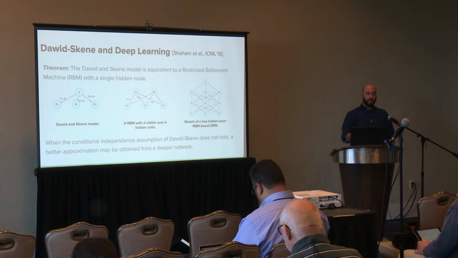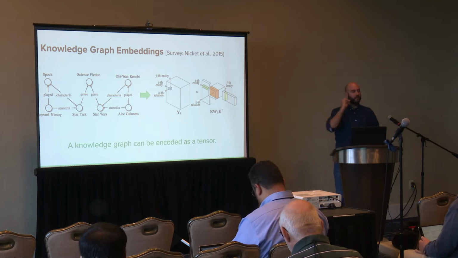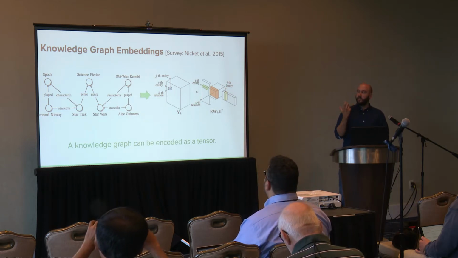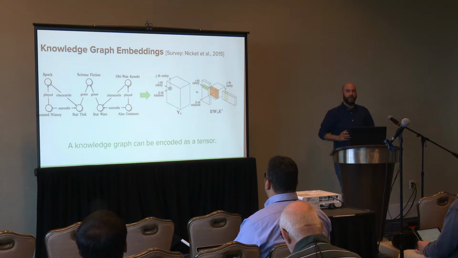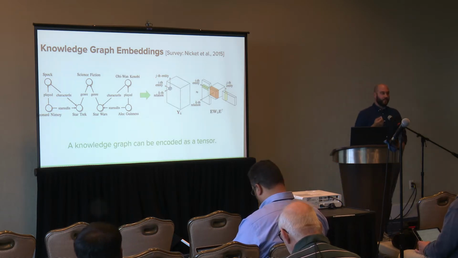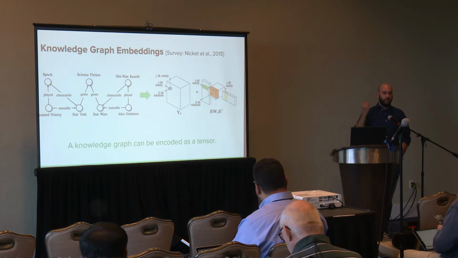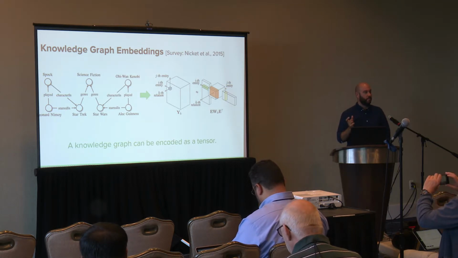However, there are more recent directions, for example, that of knowledge graph embeddings. So this is a survey that actually doesn't talk about data fusion, but gives you a high-level idea why a knowledge graph can actually be represented as a tensor. Tensors are the fundamental units of deep learning. So why a tensor? A knowledge graph is nothing more than a collection of triplets of a subject, an object, and a relation between them.